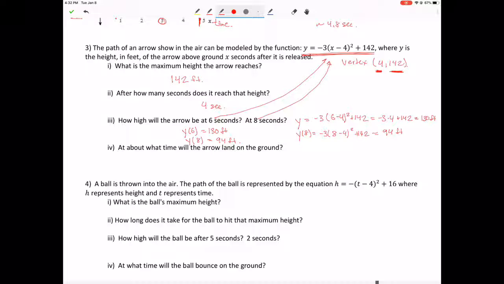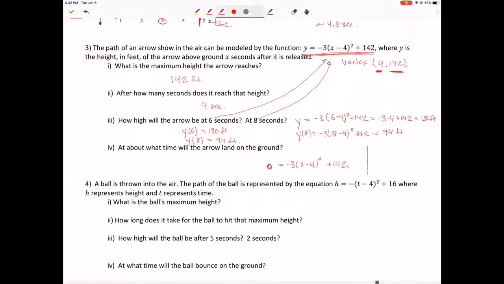What you would need to do is plug 0 in for y. Yes, you would plug y equals 0 into your equation, like this, and then you would solve for x. So we're basically saying y is 0 when it hits the ground.